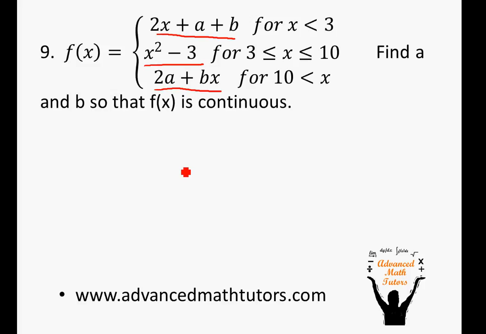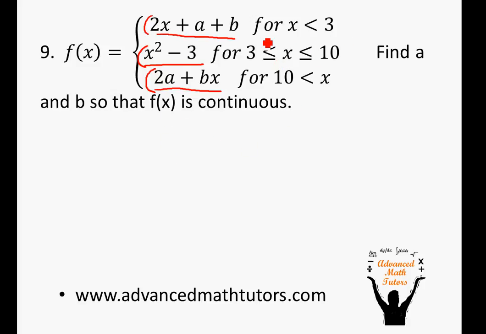They could be anything, honestly, but we want to pick the right a and b that are going to make this thing continuous. Now, we know that the first part, 2x plus a plus b, is a line. That's already continuous by itself. X squared minus 3 also is continuous. It's a parabola. And 2a plus bx is continuous. It's a line. So the individual pieces themselves are not the problem. The problem is where the splits are.